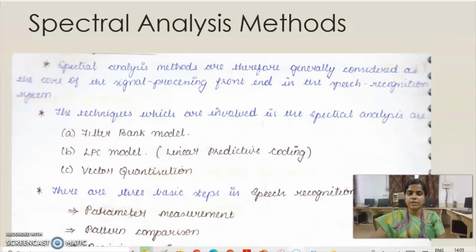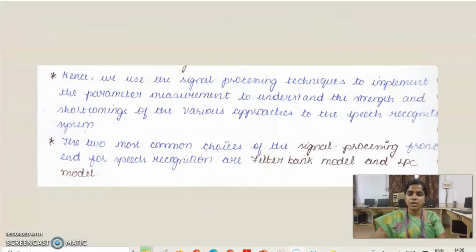They are as follows: the filter bank model, the LPC (linear predictive coding) model, and the vector quantization method. And there are basic steps involved in speech recognition, like parameter measurement, pattern comparison, and pattern testing. We see that in signal processing techniques, we have to do parameter estimation in order to understand the pros and cons of every approach. Let's deal in detail with two important spectral processing approaches, namely the filter bank model and the LPC model.